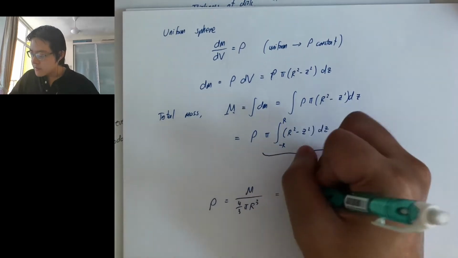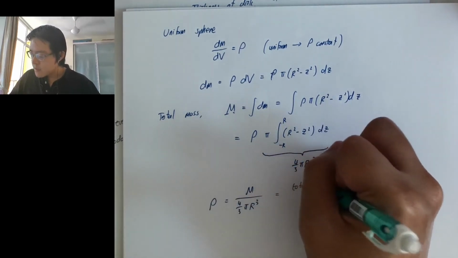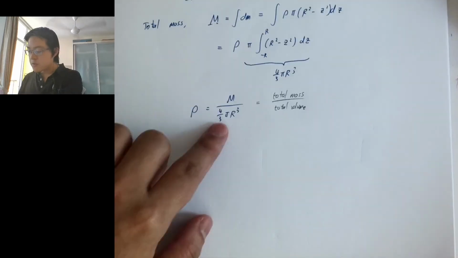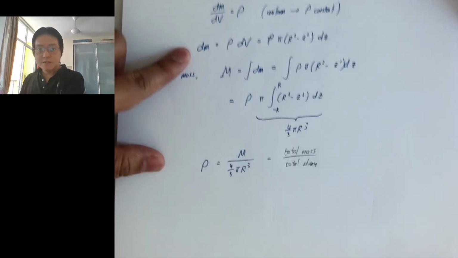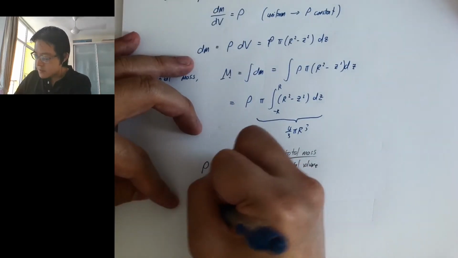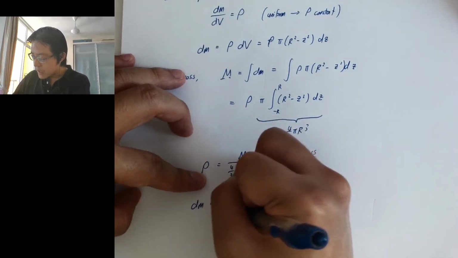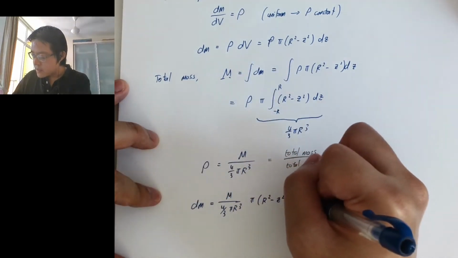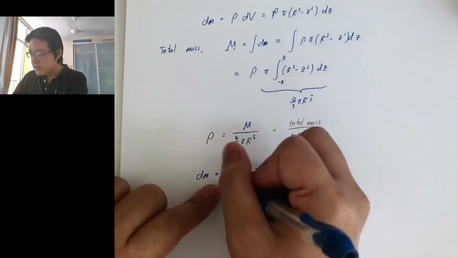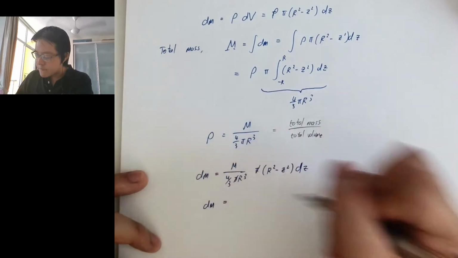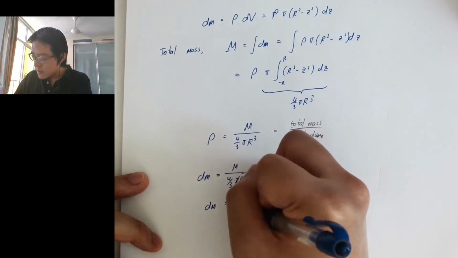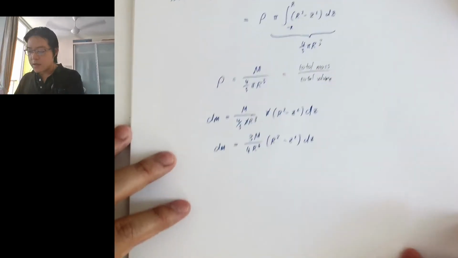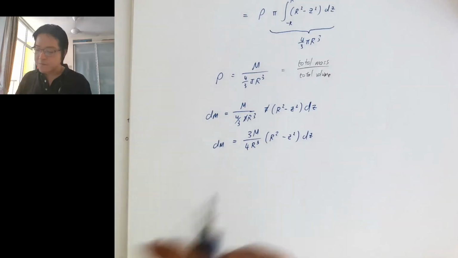This is what we expected again. This is a uniform sphere, so the density is the same as the total mass of the whole thing divided by the total volume of the whole thing. So therefore, now I can express my dm. My dm is rho times this thing. So dm is equal to rho, which is M over 4/3 pi R cube, and then pi (R square minus z square) dz. Notice that pi and pi will cancel. There's a 4/3, so bring the 3 up to make it more convenient. So I got 3M over 4R cube, and then (R square minus z square) dz. So this is the mass element of the uniform sphere.